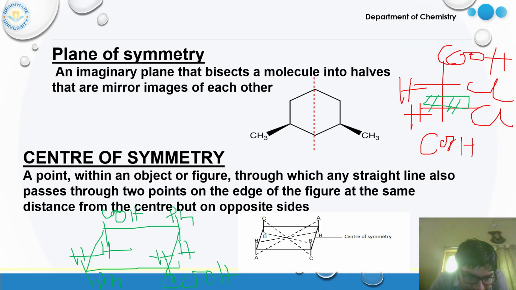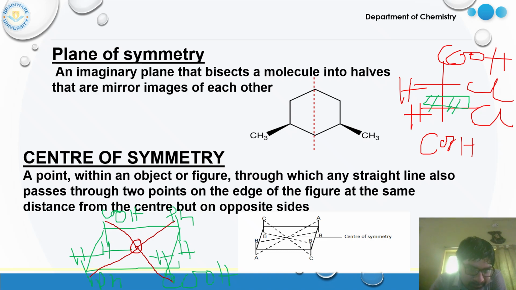Now imagine this point. From this point, if we draw a straight line, at the bottom we get COOH. Similarly, at the top we get COOH. Similarly, if we draw a point along the diagonal, at the lower part we get pH and the upper part we also get pH. So a center of symmetry is a point from which, if we draw a straight line, and also extend it to an equal distance on the opposite side, then identical atoms will be found.